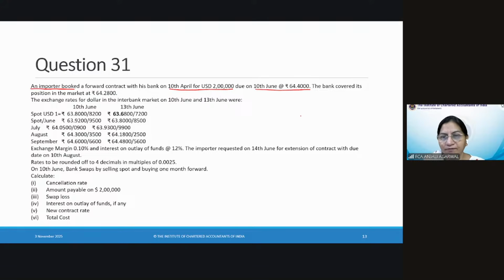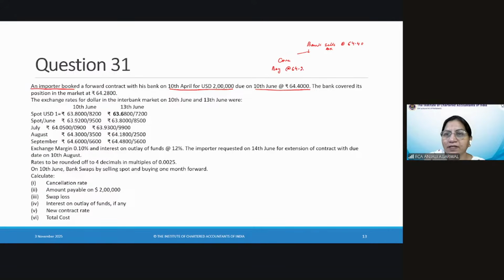So the very first thing that we come across is that we have an importer. The importer needs foreign currency, so he wants to buy foreign currency. So the bank sells foreign currency at 64.40 ask rate, right? The bank sells. But the bank has also covered itself in the market at 64.28.